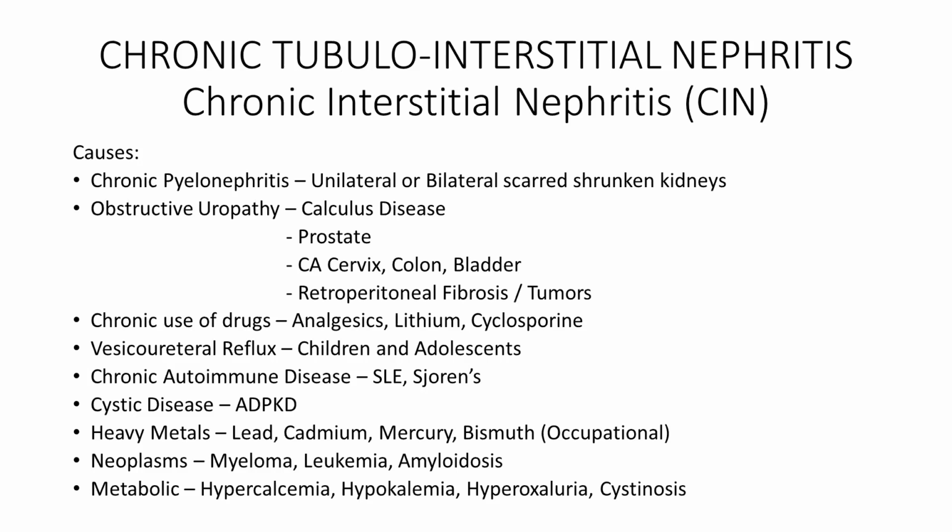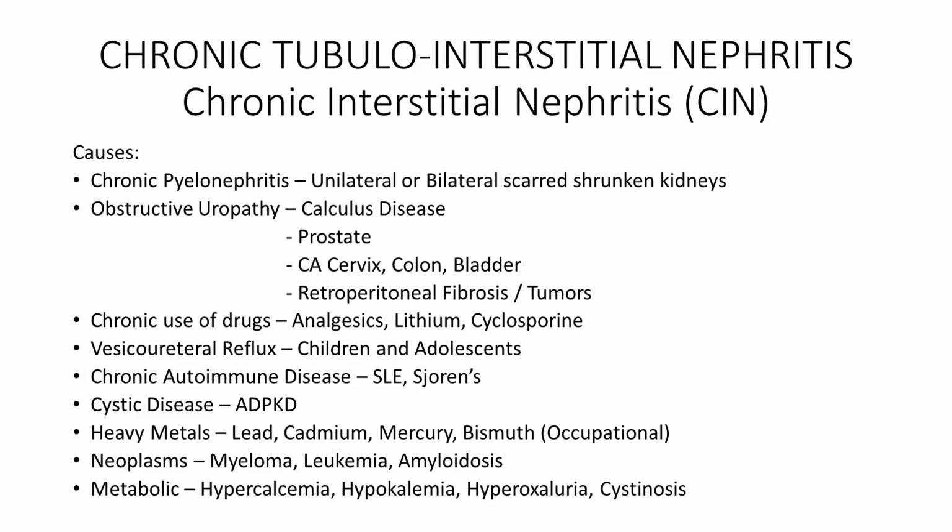The causes of chronic tubular interstitial nephritis include chronic pyelonephritis, which may be unilateral or bilateral with scarred shrunken kidney. Obstructive uropathy because of any cause like calculous disease, or cancers of the prostate, cervix, colon, bladder, and retroperitoneal fibrosis can also lead to chronic obstruction and chronic interstitial nephritis. Chronic use of drugs like analgesics, lithium, and cyclosporine, and vesicoureteric reflux in children and adolescents are other causes.